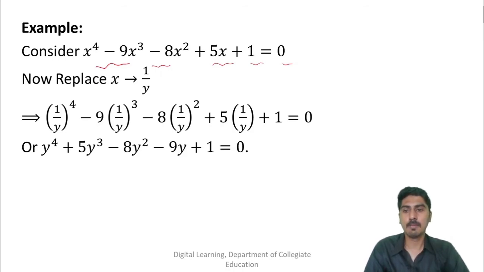I get 1 by y whole to the power of 4 minus 9 into 1 by y whole cube minus 8 into 1 by y whole square plus 5 into 1 by y plus 1 equal to 0. Now multiply throughout by y to the power of 4. I get y power 4 plus 5y cube minus 8y square minus 9y plus 1 is equal to 0. This is the required equation.